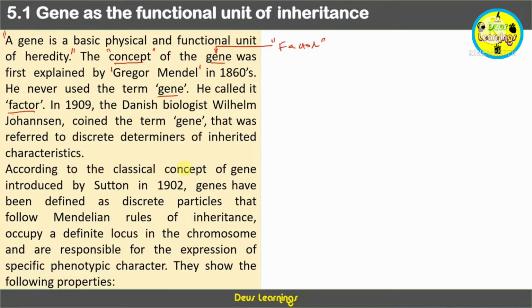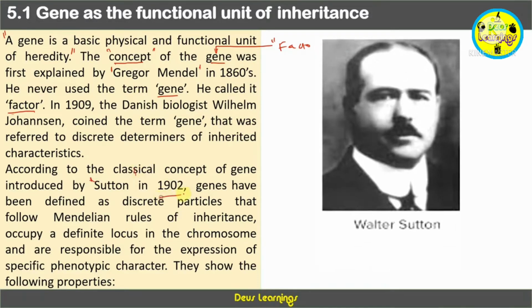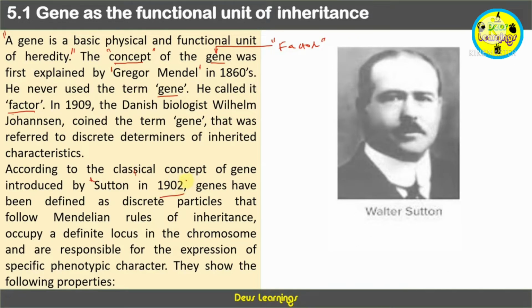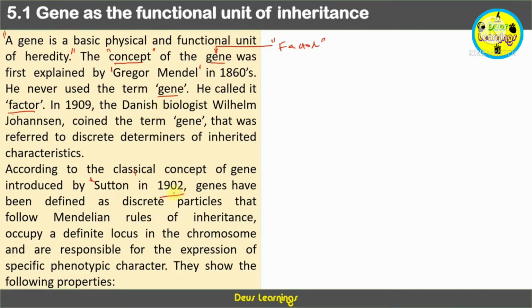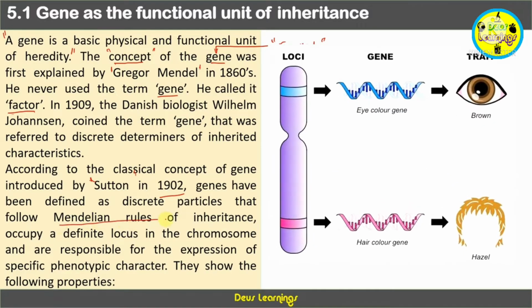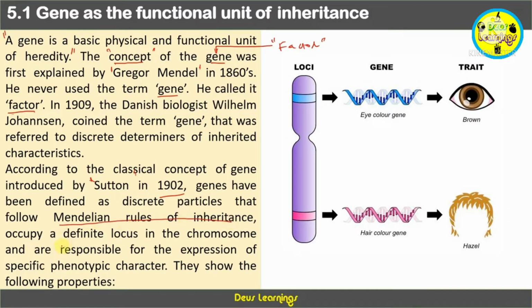According to the classical concept of the gene, introduced after Sutton in 1902, at that time people knew about chromosomes but not about genes. So the term gene came 7 years later. In 1902 Sutton introduced the chromosome basis of inheritance. Genes were identified as discrete principles that follow the Mendelian rules of inheritance, occupy a definite locus, a particular location in the chromosome, and are responsible for expression of a specific phenotypic characteristic.